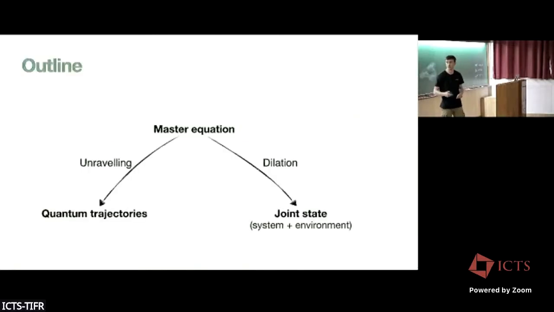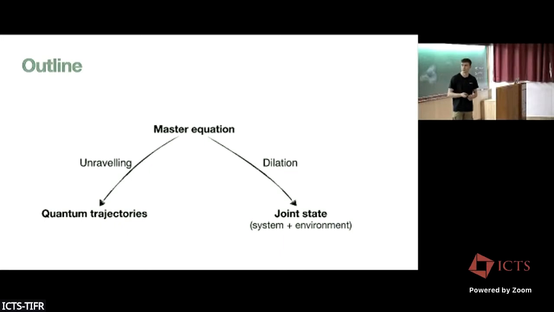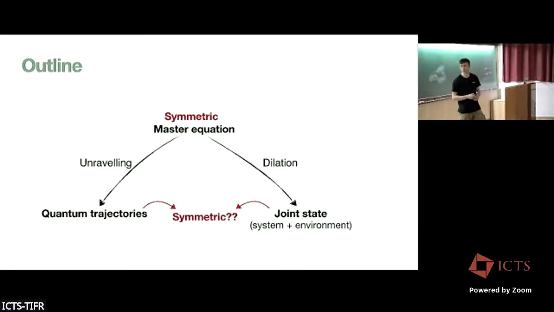So an outline for where we're heading. We've had this described to us very nicely over the last couple of weeks. You can start from a master equation, and you consider dilating this to a joint state. So you have some unitary evolution of your system and environment. And if you condition this on continuous measurements of the environment, then you have some unraveling of your master equation into quantum trajectories. And so the question I'm asking within this context is, well, if we start with a master equation which is weakly symmetric with respect to some weak unitary symmetry, then under what conditions, and what are the implications of these other objects being symmetric?